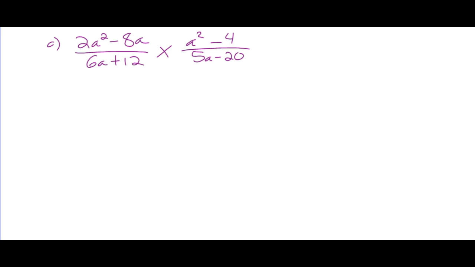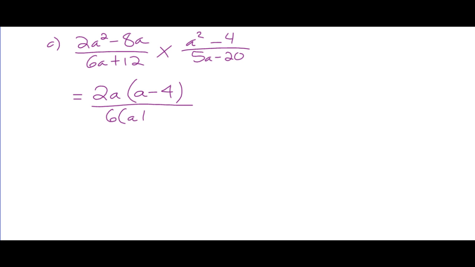All right, so this we have to factor, right? And we have 1, 2, 3, 4 expressions that must be factored. So we have to factor each numerator, 2a squared minus 8a, a squared minus 4. Got to factor each denominator, 6a plus 12, 5a minus 20. So 2a is my common factor. When you factor, you do two things. You just check, right? So 2a squared minus 8a. Also check in here. Did I leave any common factors? No. Okay, so I've got everything out of there.